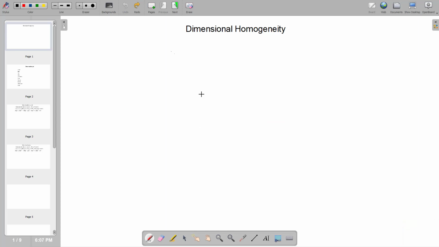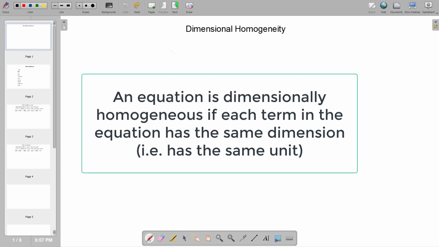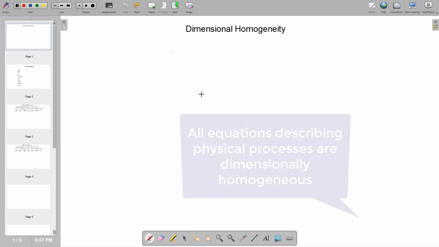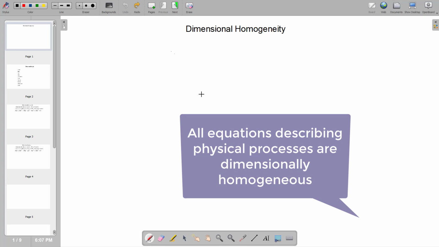Okay, so we start with dimensional homogeneity. Dimensional homogeneity is about equations where each term has the same unit. An equation is called homogeneous if each term in the equation has the same dimension or carries the same unit. These kinds of equations are very important because, in mechanics, all equations describing a physical process are dimensionally homogeneous.